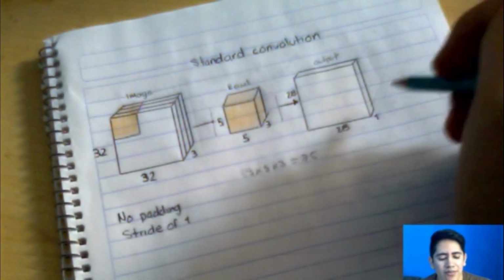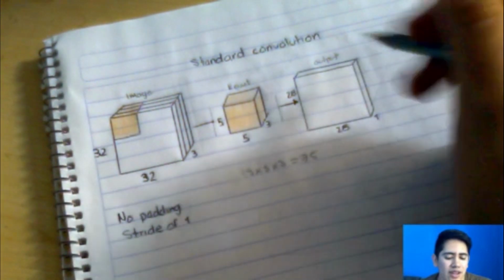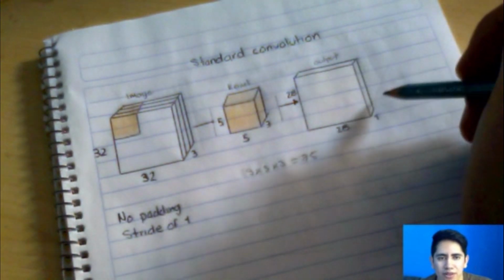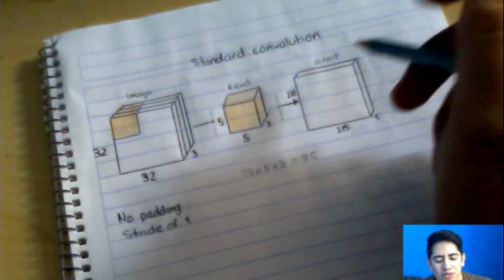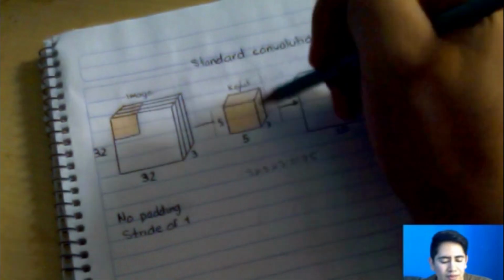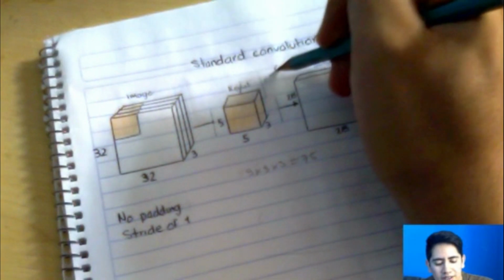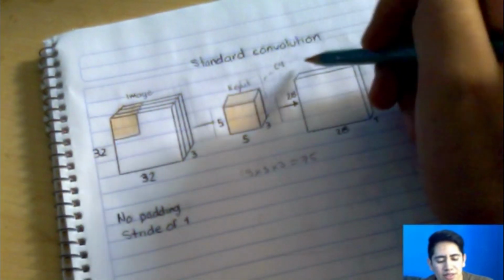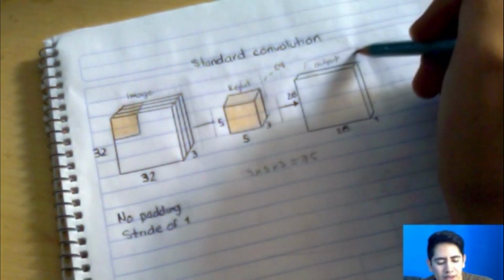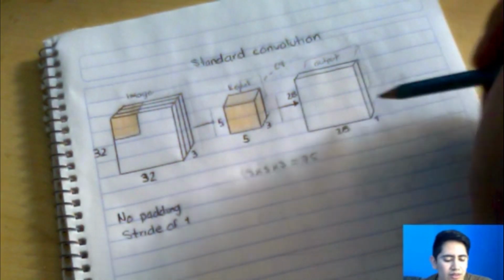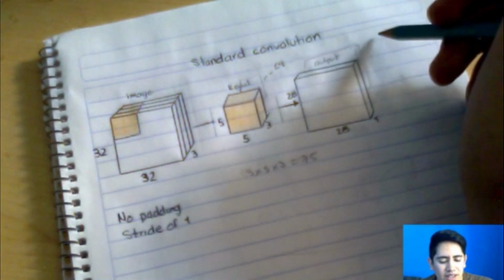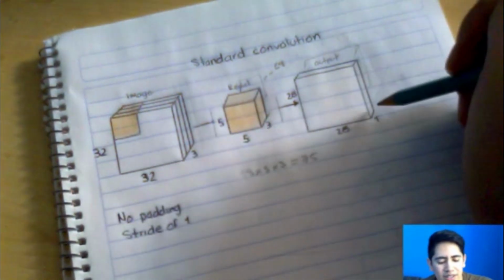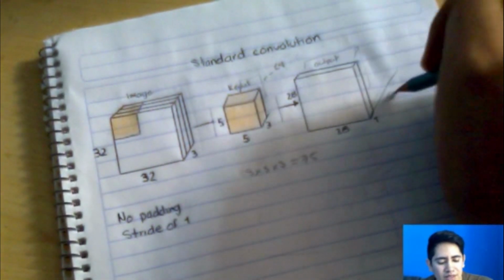If we want a different output shape, let's say a 28 by 28 by 64 with 64 channels, then we must create 64 different kernels of 5 by 5 by 3. So we will have 64 of these kernels. This will result in 64 images of 28 by 28 by 1. After that, we will stack them up together to create the 28 by 28 by 64 image.